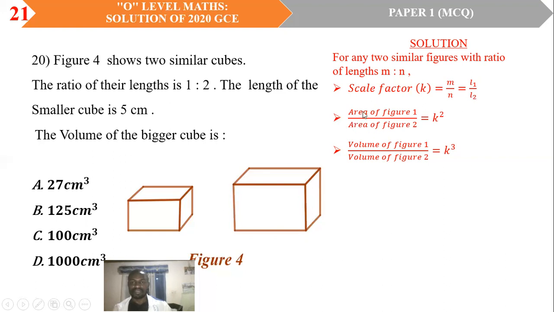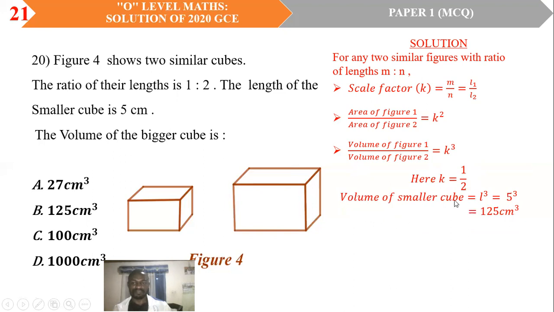Now, the area of figure 1 over the area of figure 2 will be equal to k squared, with the k obtained above. The volume of figure 1 over the volume of figure 2 will be equal to k cubed. And this same k is the one that was obtained above. So here, we are told that the ratio is 1:2. Therefore, our k in this case is 1/2.